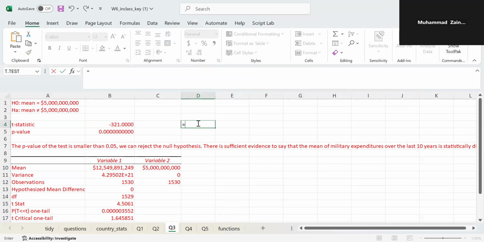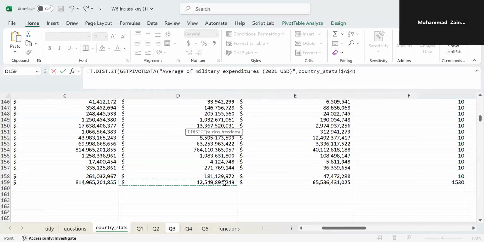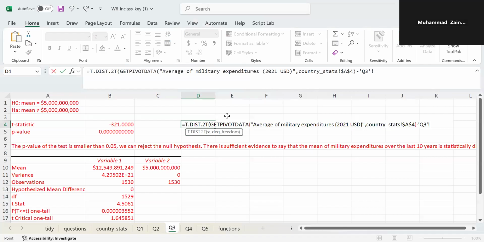So that is the formula. You do T.DIST.2T, and your x is basically your average here, minus your null hypothesis that you had, that it is equal to 5 billion, right? So we're going to do 5 billion, just make sure of the number of zeros. It should have 9 zeros after the 5. So that is your x.